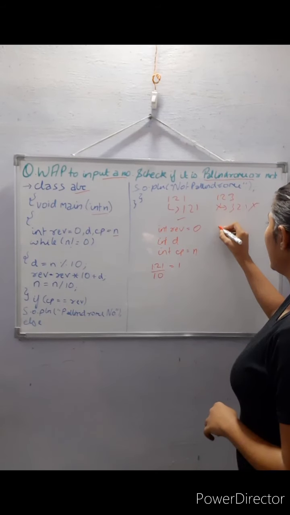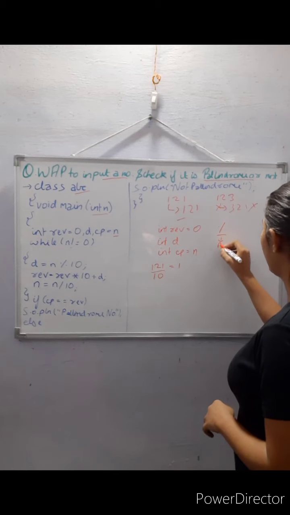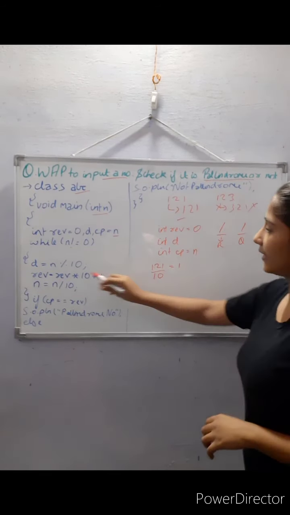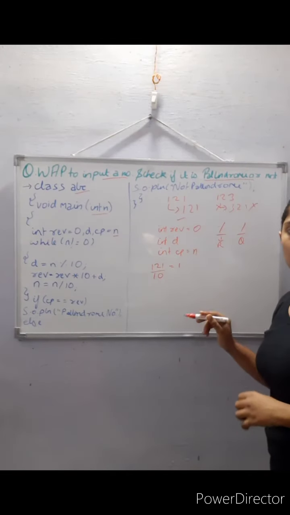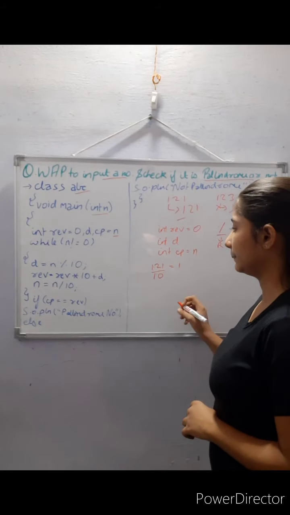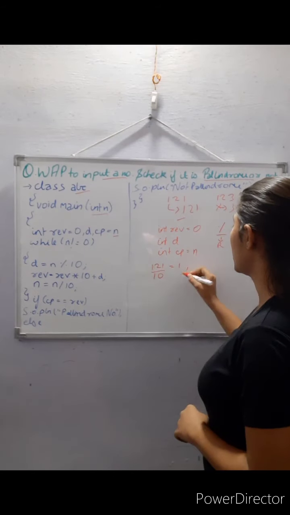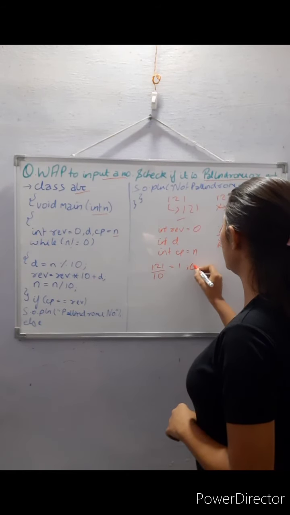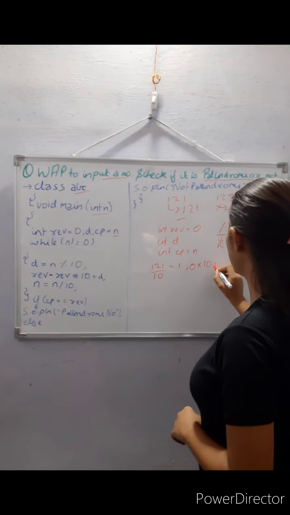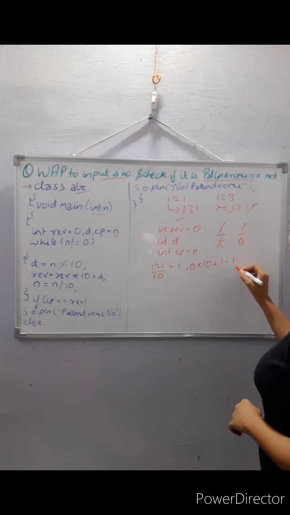You might be knowing if we are going to take the division from this side, we are going to get the remainder, and if from this side we are going to get the quotient. So over here we are using the modulus sign, so we are going to take out the remainder. So if we are going to do this, we'll get the remainder 1. Okay, then reverse is equals to reverse into 10 plus d. So initially the value of reverse was 0, 0 into 10 plus d, which is 1. So the answer is going to be 10 into 0, 0 plus 1, 1.